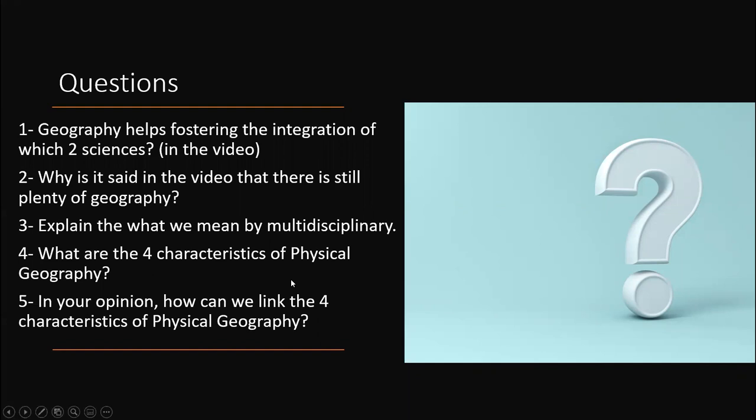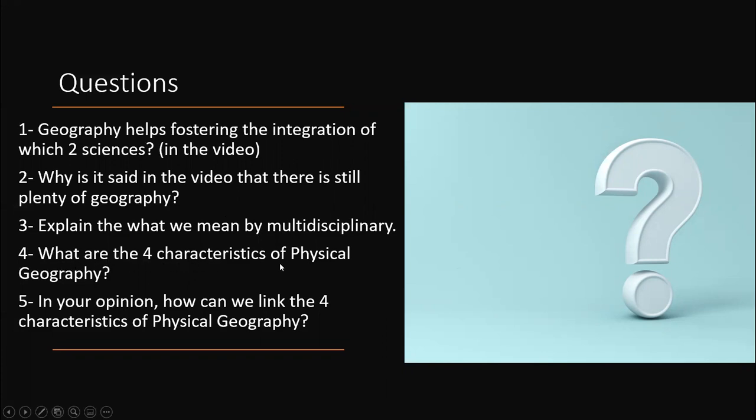So questions, again. Geography helps foster the integration of which two sciences? That's in the video. Why is it said in the video that there is plenty of geography? What do they even mean by that, right? Just watch the video and they will explain it. Explain what we mean by multidisciplinary. What does it mean, right?